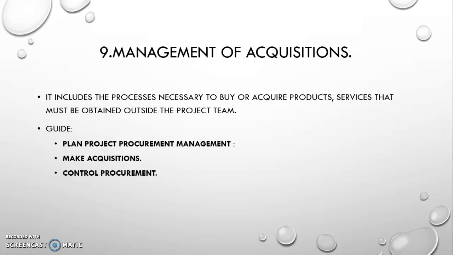9. Management of acquisitions. It includes the processes necessary to buy or acquire products and services that must be obtained from outside the project team. Plan procurement management. This is the process of documenting project procurement decisions, specifying the approach, and identifying potential vendors. Conduct procurements. This is the process of obtaining responses from suppliers, selecting a supplier, and awarding contracts. Control procurements consists in managing procurement relationships, monitoring contract performance, making changes and corrections, and closing contracts.